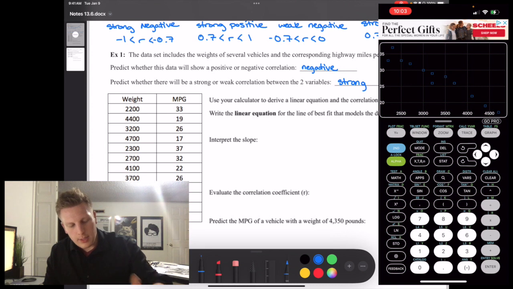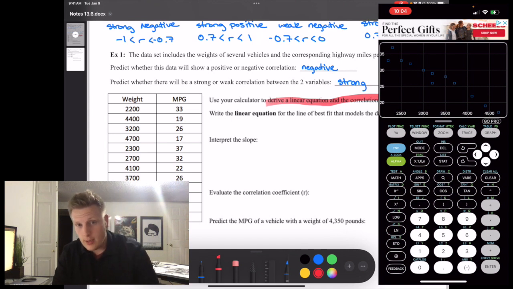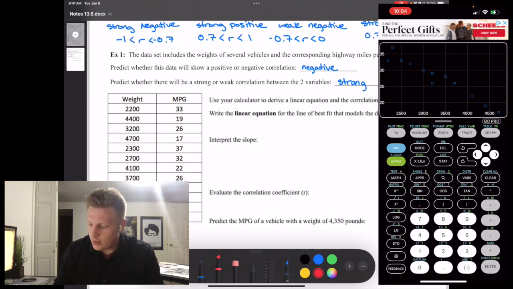So, we did the second prediction, and then in here it says use your calculator to derive a linear equation and its correlation coefficient. And so this is where things get really fun, because yesterday when we were plugging things in and finding our slope, it was also cumbersome, and now we're just going to have the calculator do it all for us. So I'm jumping back to my calculator here.